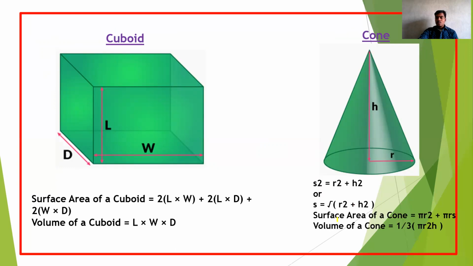Now we are interested in calculating the surface area of cone. What is the surface area of cone? It is pi r l plus pi r square. The total surface area of cone is the circular base, that is pi r square, plus the curved surface area of cone, that is pi r l. Now, the volume of cone. It is 1 by 3 pi r square h.